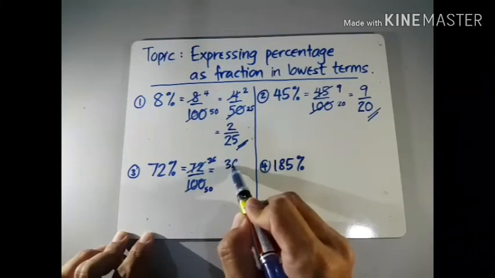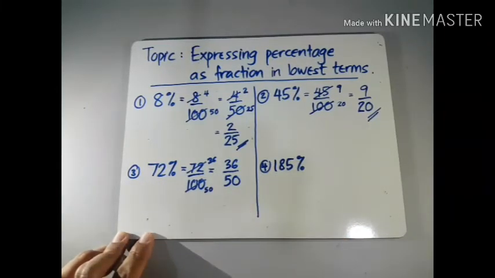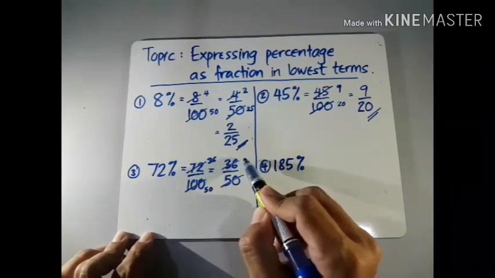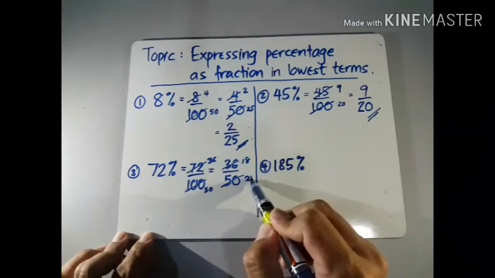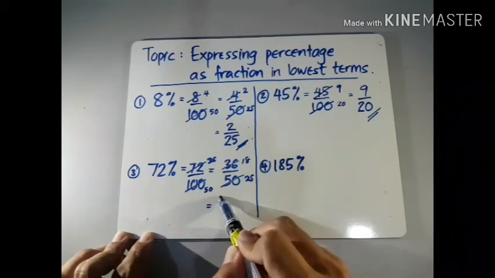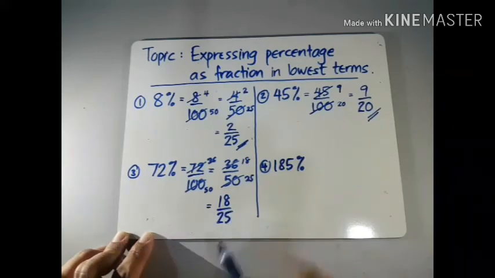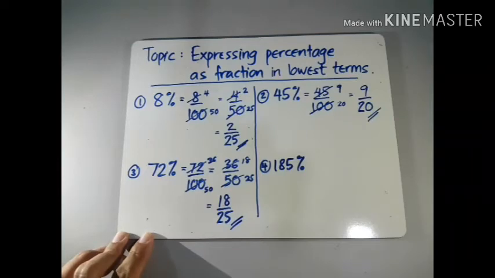So 36 out of 50. And 36, again, you can divide by 2. Keep on doing it. Divide by 2, you will get 18. Then 25. So you get 18 out of 25. Okay, are we clear so far?